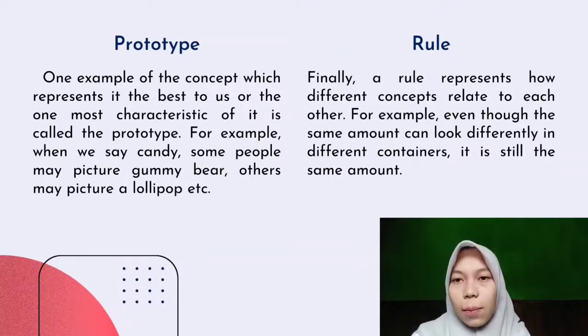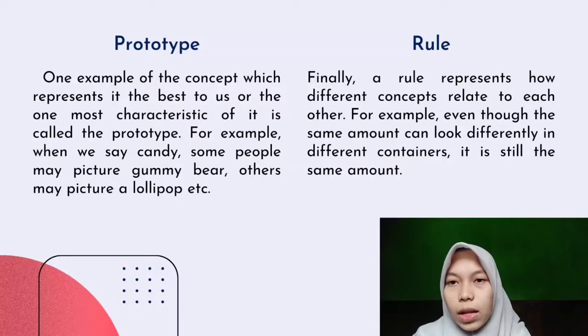Prototype. One example of the concept which represents it the best to us, or the one most characteristic of it, is called the prototype. For example, when we say candy, some people may picture gummy bears, others may picture a lollipop. A rule. A rule represents how different concepts relate to each other. For example, even though the same amount can look different in different containers, it is still the same amount.